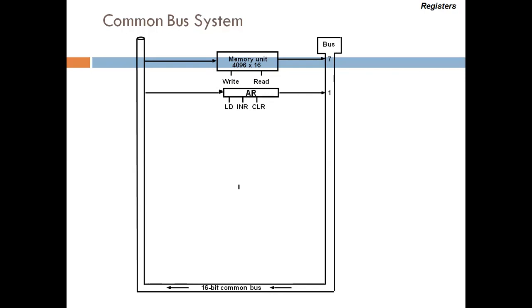Next, all these 8 registers are connected with this 16-bit common bus system. The first register is AR, the address register. Address register has 3 control inputs: load, increment and clear. Out of these 8, 5 registers have 3 control inputs: load, increment and clear. Second one, program counter. Once again, the program counter also has 3 control inputs: load, increment and clear. The size of AR and PC is 12 bit.